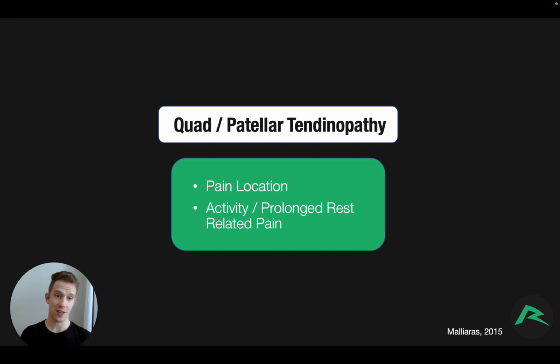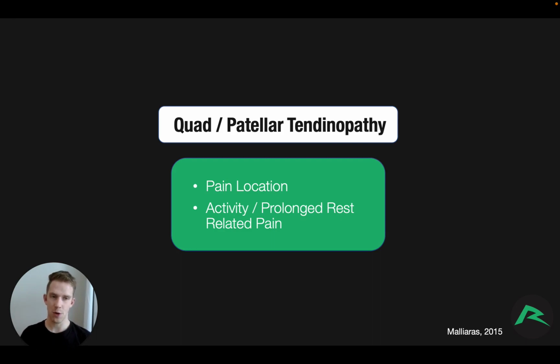So for patellar tendinopathy, the patellar tendon connects the patella to the tibia, so you'd expect pain localized to the inferior pole or bottom of the patella. Whereas for quad tendinopathy, the quadriceps tendon attaches the quad muscles to the top of the patella, so you'd expect pain localized to that area. And often this is related to movements requiring deep knee flexion, whereas the patellar tendon is typically more related to high-level tendon loaded activities, such as jumping and changing direction.